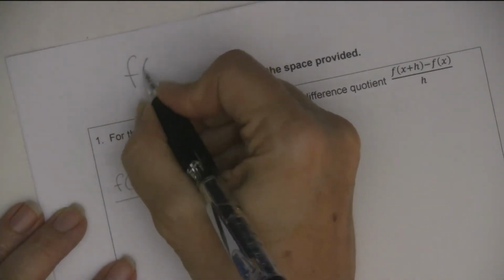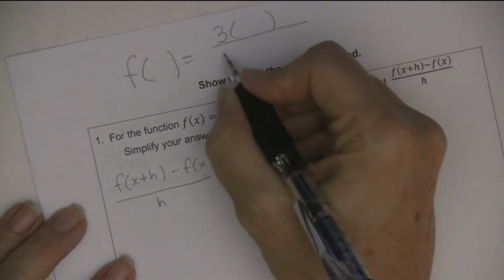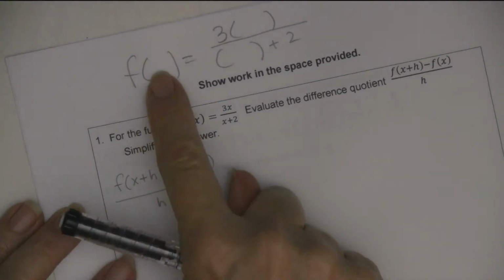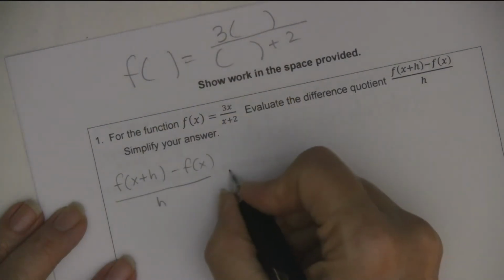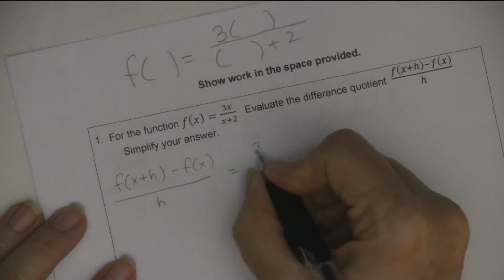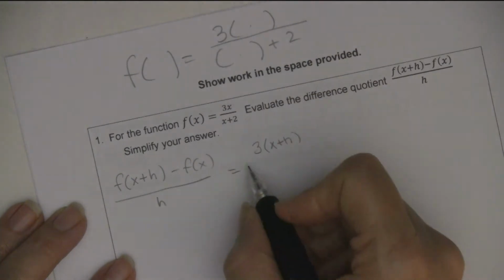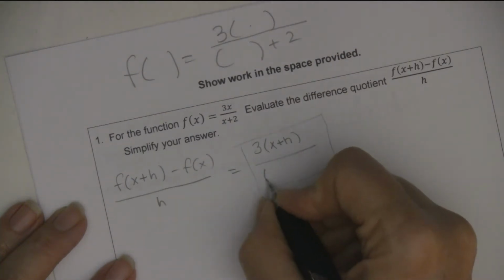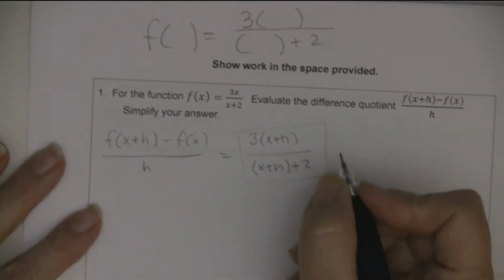I like to think of functions as blanks that I'm filling in. And so what am I putting into this blank right here? I'm putting in x plus h. So that's what I should have here first. So 3 times x plus h. So imagine right here is going boom right here, right? Over, and then x plus h plus 2.